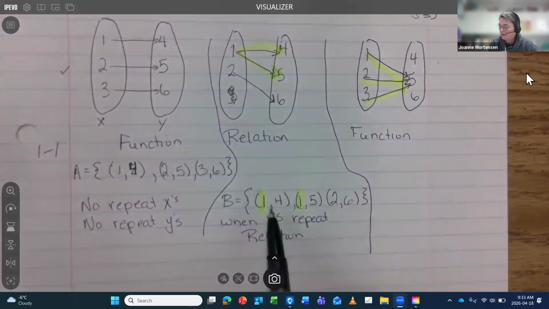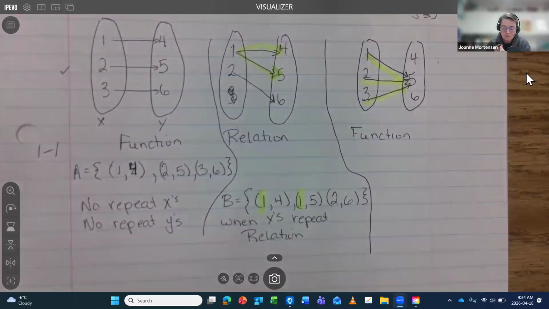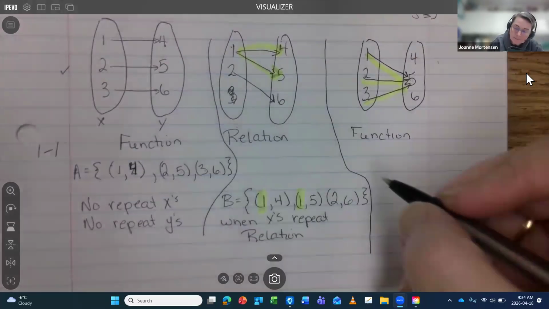So all you have to do, if you have a list of numbers, is look to see if the X's repeat. If the X's repeat, it's going to be a relation. So let's just do the last one.